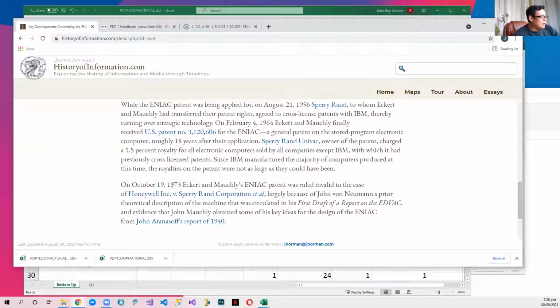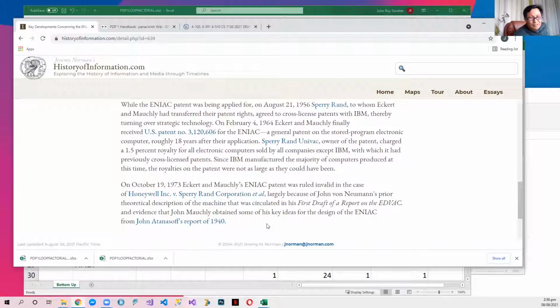in October 19, 1973, the patent was ruled invalid, such that all patent rights were cancelled from ENIAC, which means that they could no longer claim any royalty. Why was it cancelled? Okay, why was it cancelled? Because evidence was obtained by a lawyer that a lot of the design of ENIAC was patterned from John Atanasoff's report of 1940.